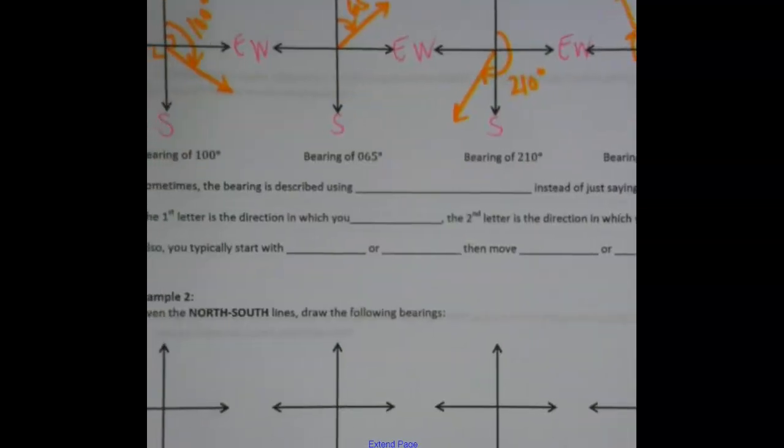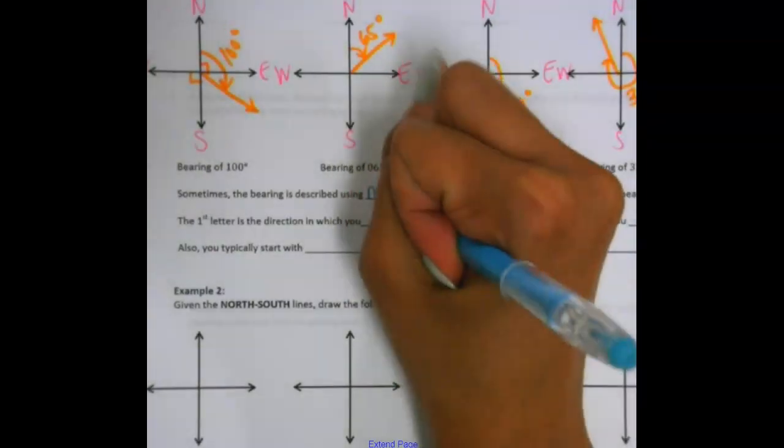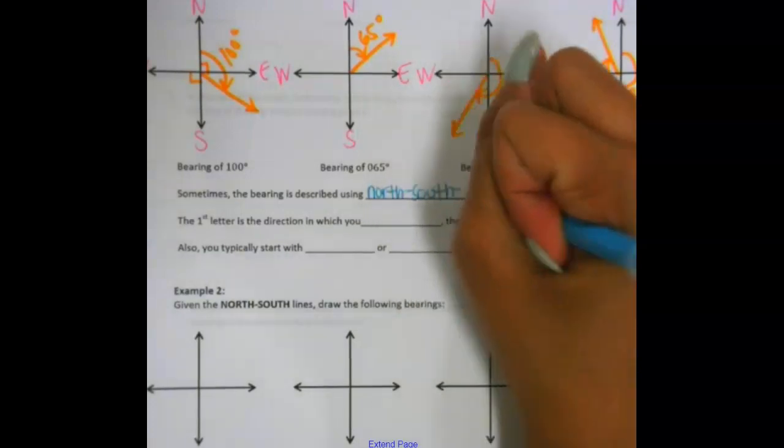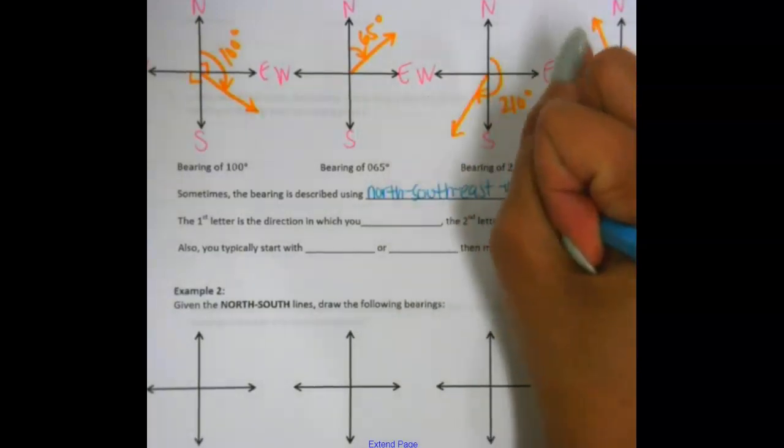The next part is a little different. So it says sometimes the bearing is used to describe north, south, east, and west. Instead of just saying bearing, you would actually say north, south, east, and west. You'd tell exactly where that direction is based on your compass. So here's how you're going to label it, and here's how you're going to graph it below.